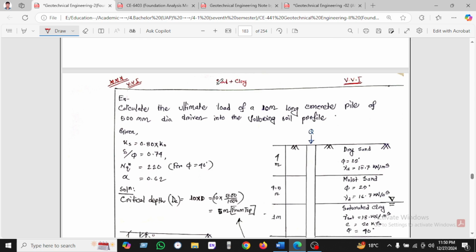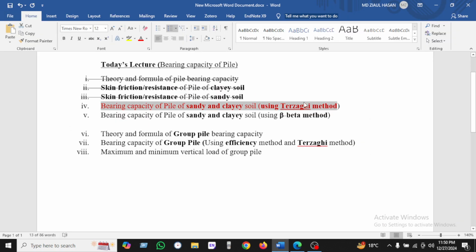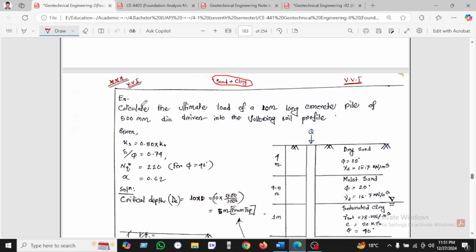This is the sand and clay, so both layers. On the other hand, we have seen at first a clay layer, then a sand layer. Now we'll see the clay and sand both layers. Okay, so let's start. This is very important.